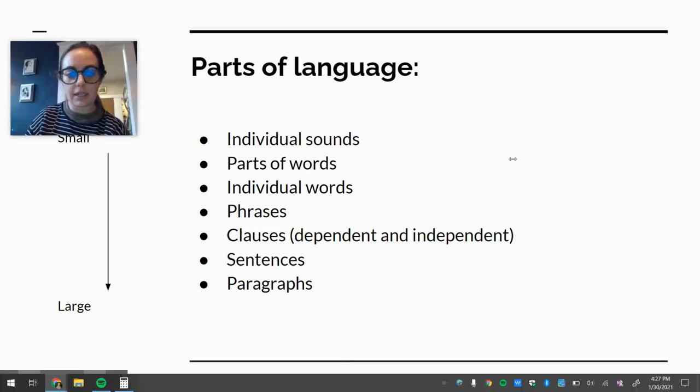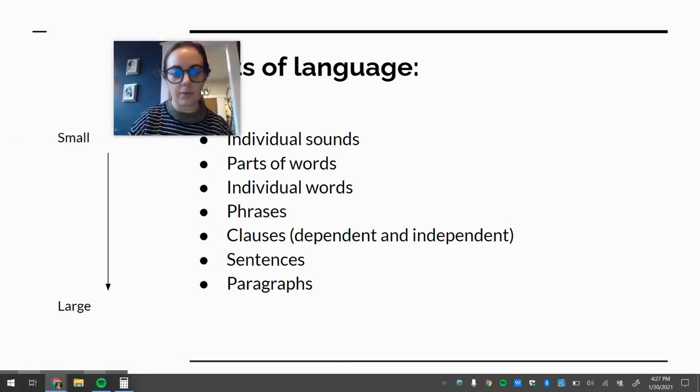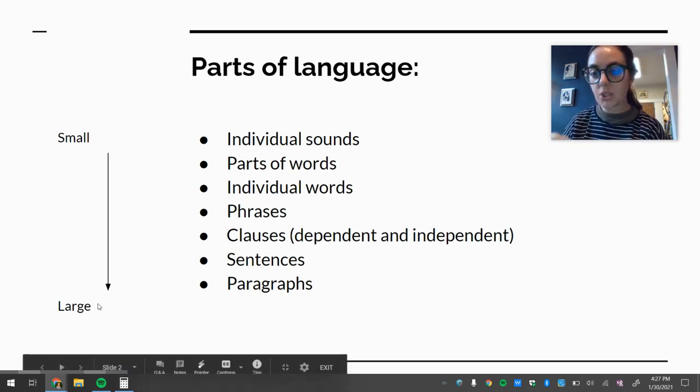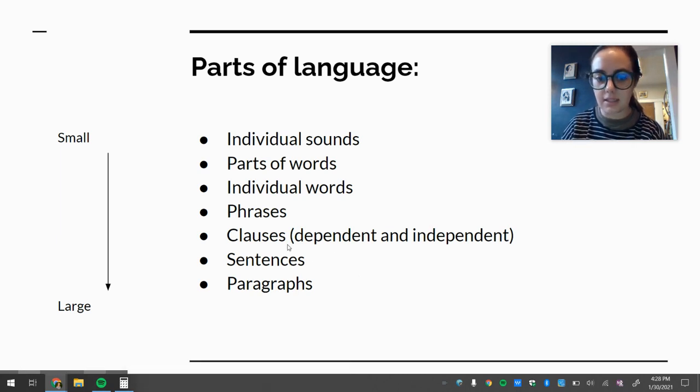So something that I want to point out is that there's a lot of different parts of language. There's individual sounds, there's parts of words, there's individual words, there's phrases, there's clauses, dependent clauses and independent clauses. Then you have whole sentences and paragraphs. And so the way that it sort of works is that you go from small pieces of language to larger pieces of language. So I want to talk to you today specifically about clauses and sentences.